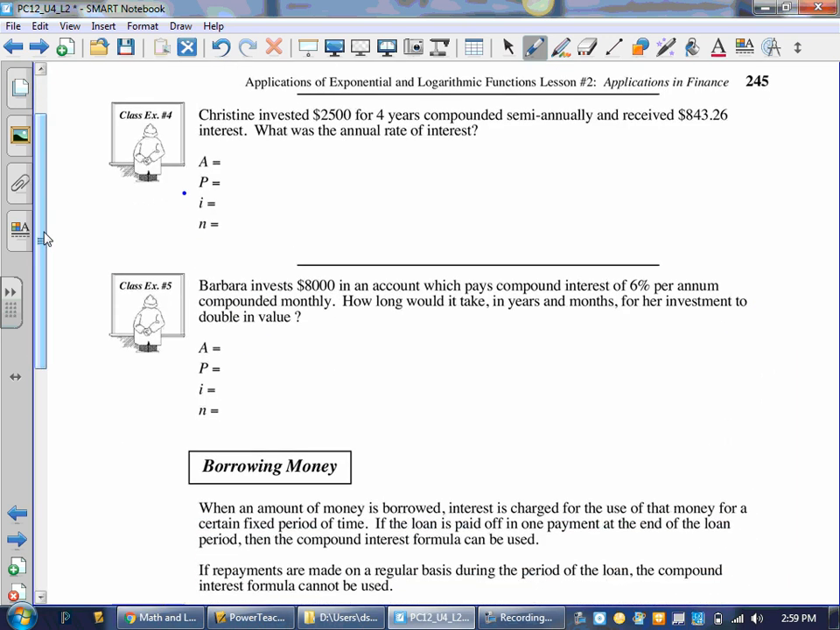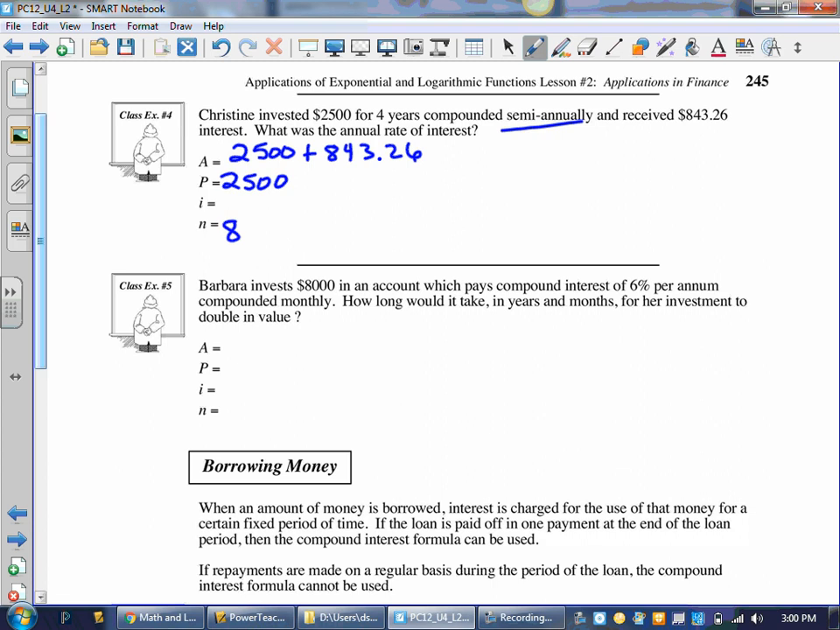Okay, Christine invested $2,500, that's your P, for 4 years compounded semi-annually, that means twice a year, and received $843.26 in interest. What was the annual interest rate? So this is what I don't know right now. It's a question mark, not a two. Do I know the number of periods? Yeah, I do, because it was 4 years compounded semi-annually, so I know this is 8. I don't know I, so I must know A, the final amount. And the answer is, yeah, you do, because she had the $2,500 that she invested plus her interest. So you have to add those two together to come up with the accumulated amount that she had.